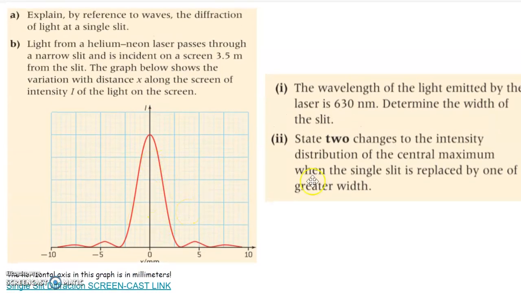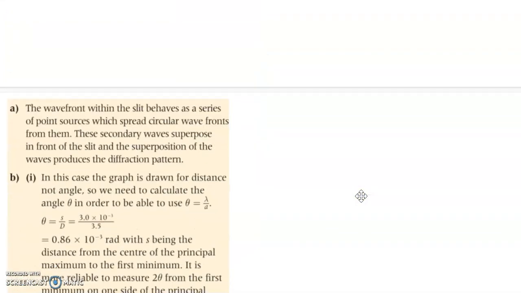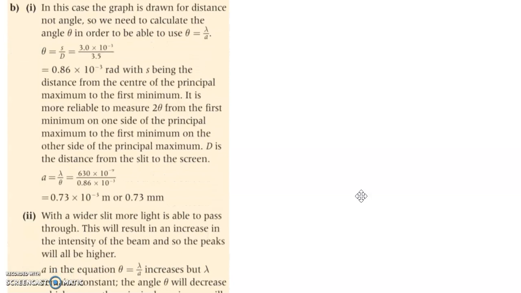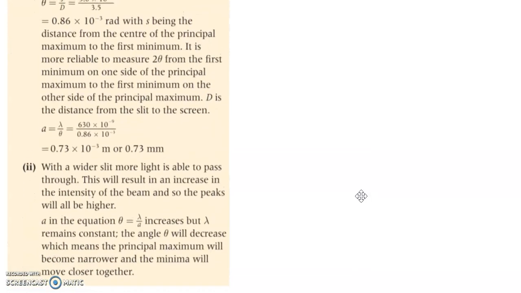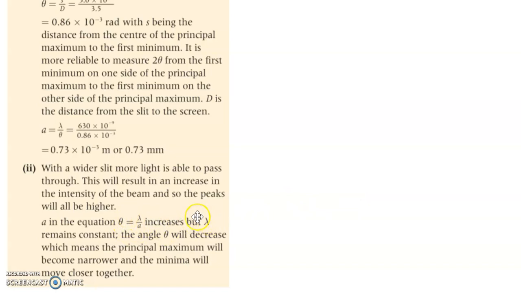Okay, so excellent. State the changes to the intensity distribution when the central slit is replaced by one of a greater width. So if we have a greater width, that means B gets bigger. When we have B getting bigger, clearly theta is going to get smaller. So let's see what they do here. Okay, yeah, they're clarifying for us that lambda would stay the same, and the angle will decrease because B gets bigger, which is obvious in the equation.